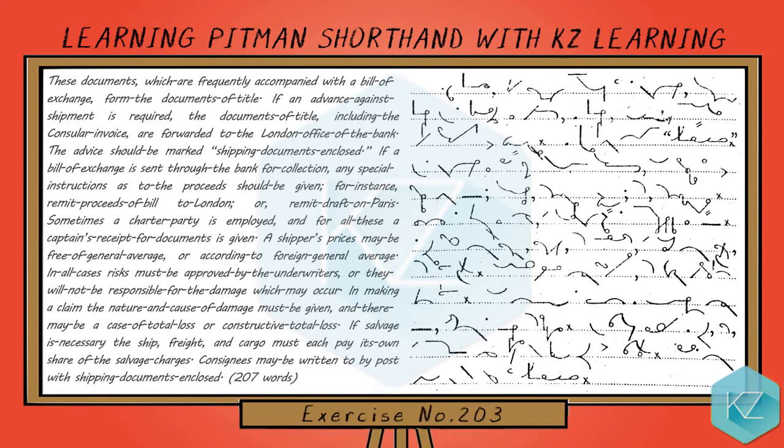If a bill of exchange is sent through the bank for collection, any special instructions as to the proceeds should be given. For instance, remit proceeds of bill to London or remit draft on Paris. Sometimes a charter party is employed, and for all these, a captain's receipt for documents is given.